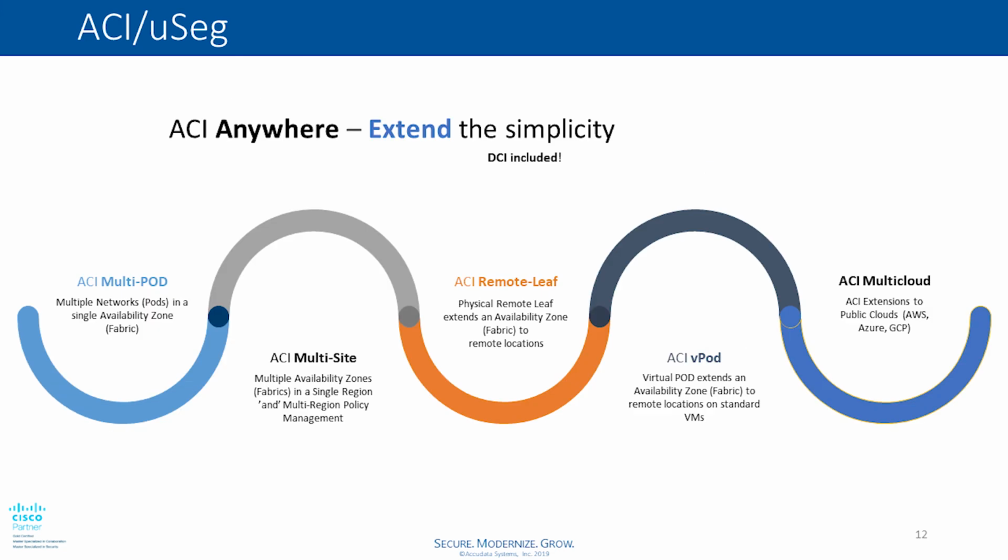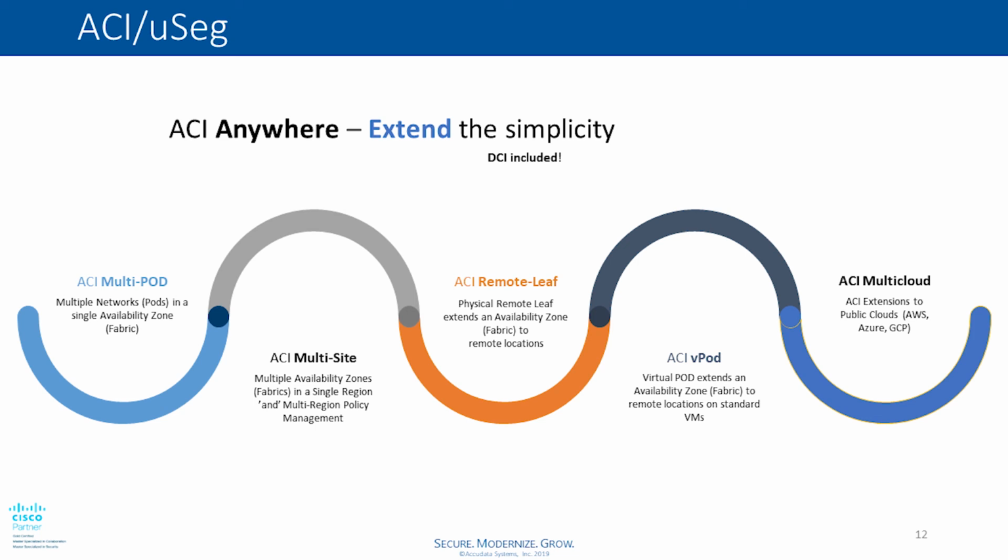ACI Anywhere. It's called ACI Anywhere because you can extend your ACI environment across multiple data centers or even across multiple clouds. From left to right, the first technology to extend your ACI environment is ACI Multi-Pod. This is basically having one single fabric extended into multiple physical data centers. You can have one data center in one geographical location and another in another geographical location, and you can extend a single fabric to be managed by a single cluster across those two physical locations.